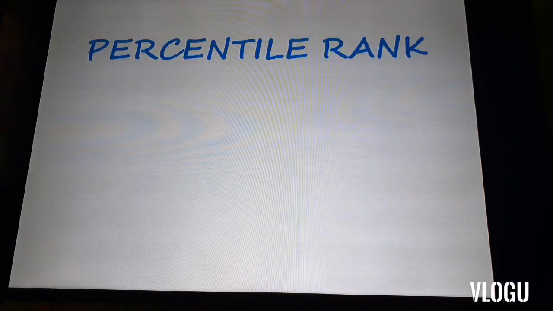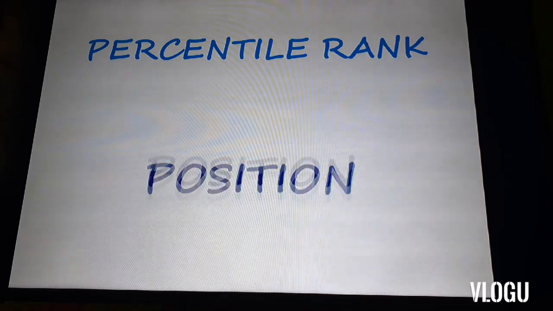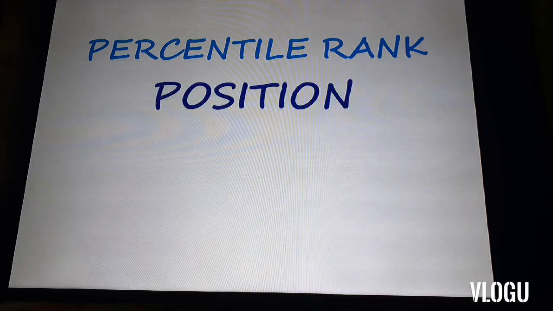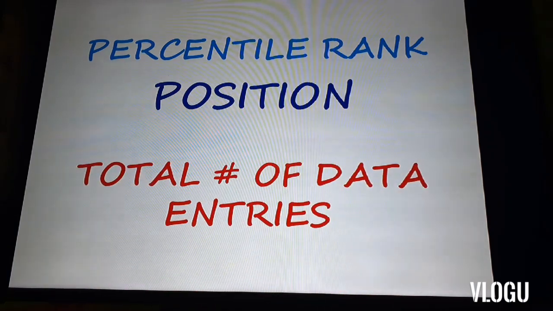Meron tayong mga dapat i-consider. Ito po yung mga sumusunod. Una, the percentile rank, kung nasaan sila. Yung position mismo, kung ano yung kanilang pwesto at kung ano yung kanilang scores. And of course, the total number of data or interest that we have to observe, at kung saan natin kinukuha yung position at ang ranking ng isang event.